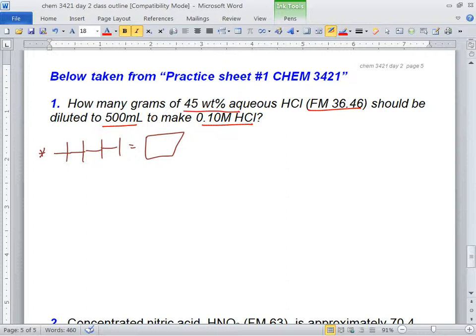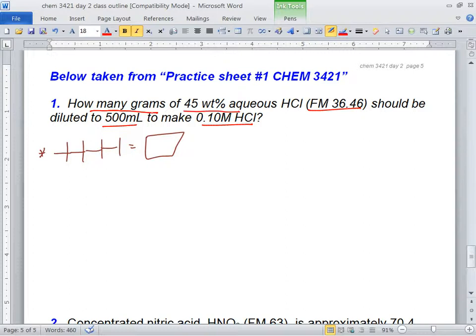Okay. Yes. FM is, what does FM stand for? Formula mass. So it's just the molar mass. It's the molar mass. So I guess I should have probably underlined this too, right?